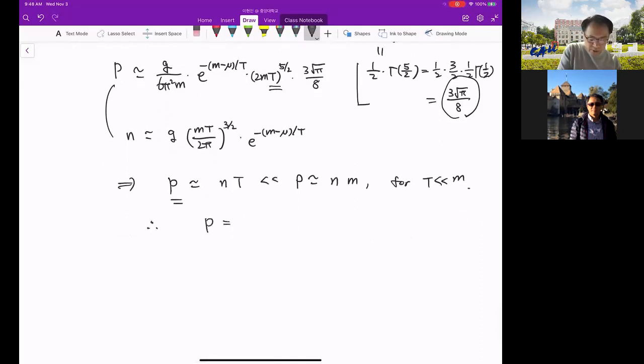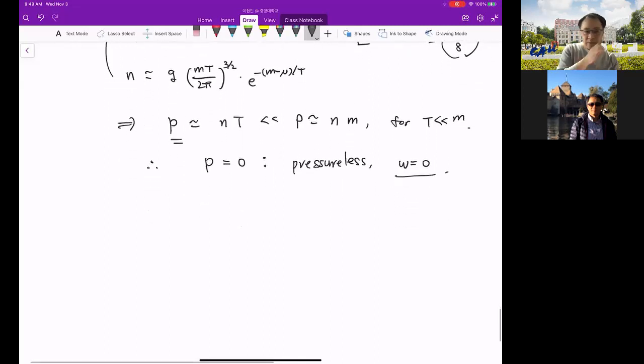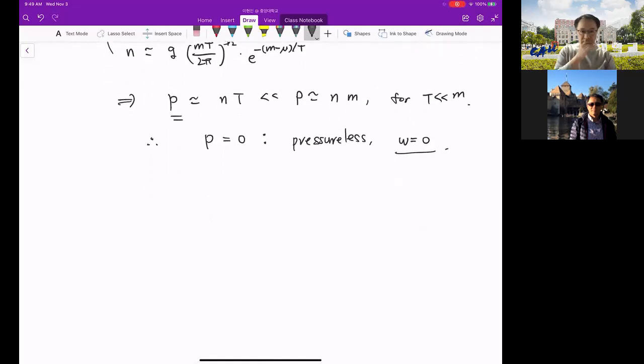So essentially, we are using this extreme limit when the mass is very large, the temperature can be small, the pressure is small, pressureless for matter, non-relativistic limit. So therefore, equation of state equal to zero. Okay, so this is the result of the relativistic and non-relativistic cases, starting from the same general formula.